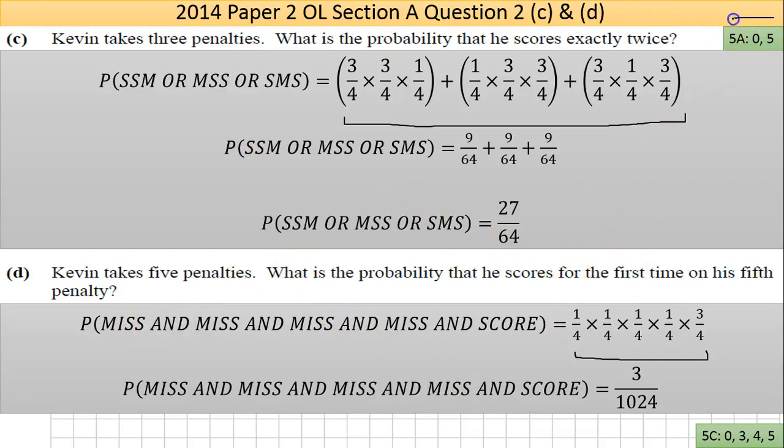Now just notice here with part C, that 5A scale means on that particular year, that particular question is either correct, 5 marks, or no marks. So any work that didn't lead to the correct answer was useless, which is very, very harsh for probability. But you see here in part D, if you realized that the probability of miss and miss is a quarter multiplied by a quarter, you would have got something. Okay, so anyway, that's question 2, Paper 2, and thanks very much.